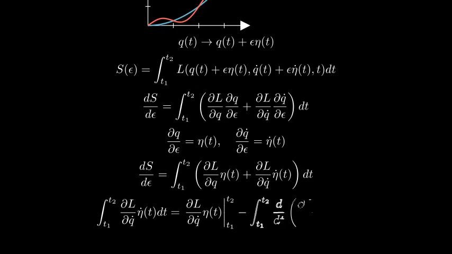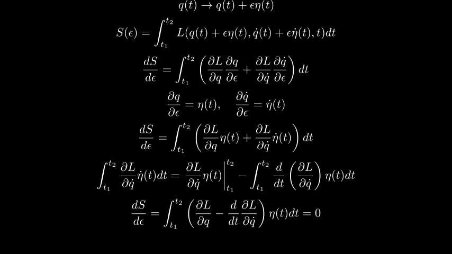Now part 2, we integrate by parts. The integral of partial L partial q dot times eta dot(t) dt equals partial L partial q dot times eta(t) evaluated at the limits t1 to t2, minus the integral from t1 to t2 of d/dt of partial L partial q dot, times eta(t) dt. Since eta(t1) equals eta(t2), which is 0, the first term disappears.